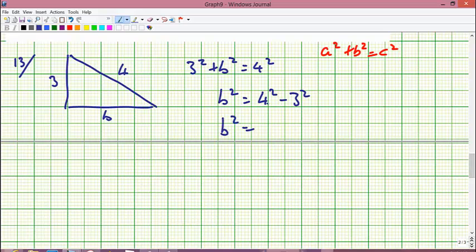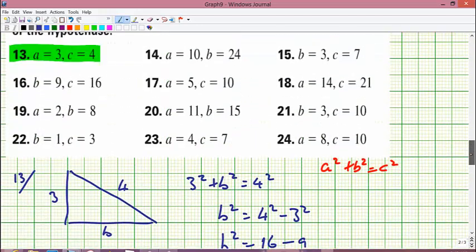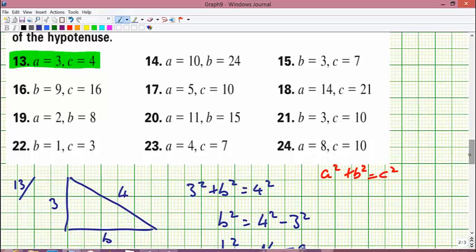B squared equals 16 minus 9 equals 7. So B equals the square root of 7. And if you want to evaluate that. Okay, so that would be a complete answer for one of these problems. So please could you work through these problems, starting at question 14 and going through until you are comfortable that you have got this.